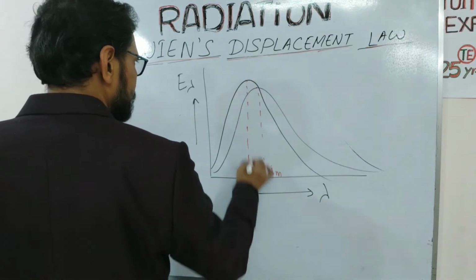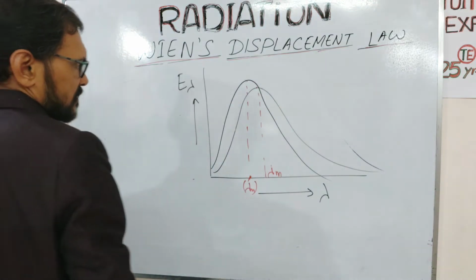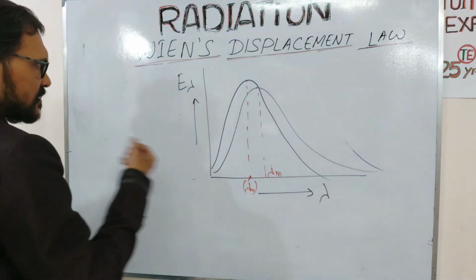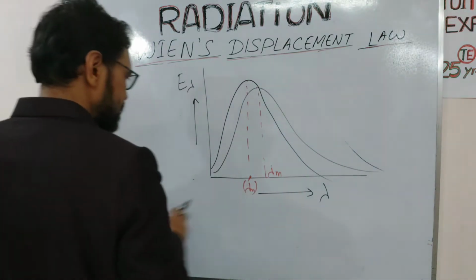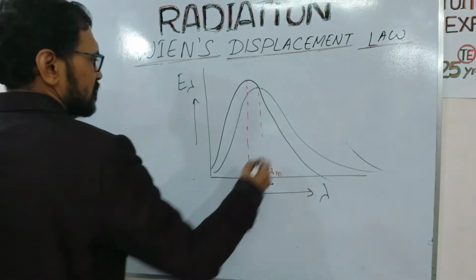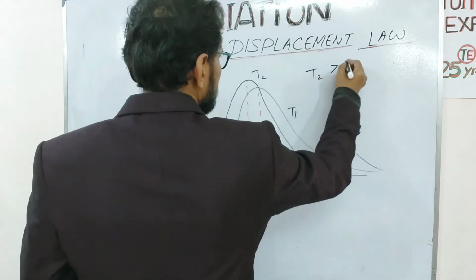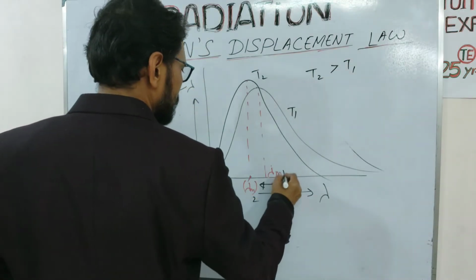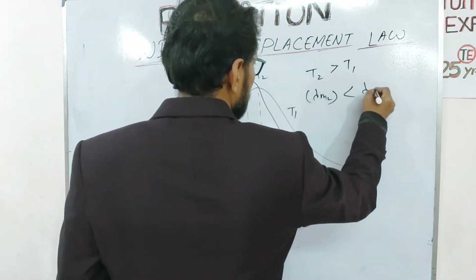So this wavelength shifts to the left. The first study is that the wavelength corresponding to the maximum spectral emissive power shifts to the left, this side. So suppose this is T1, this is T2, T2 greater than T1. So this is lambda 2, lambda 1. So lambda m2 is less than lambda m1.